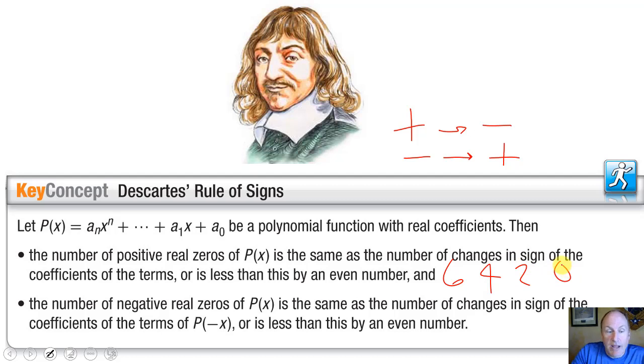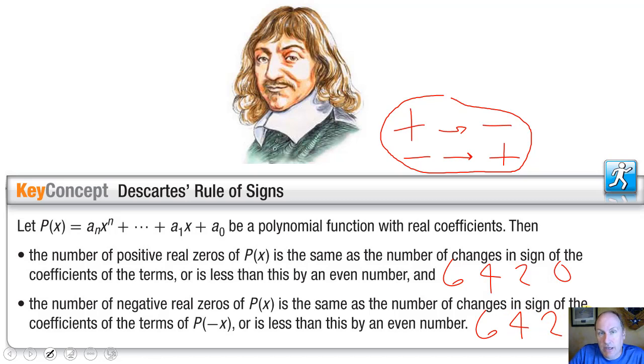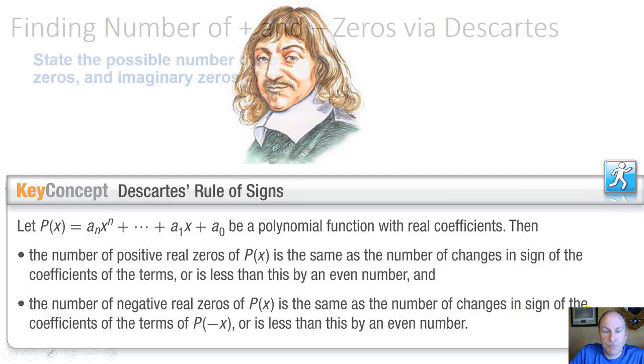In a similar way, Descartes' rule of signs says the number of negative real zeros is a result of the sign changes in p of negative x. So everywhere you see an x, you input a negative x, you count the sign changes, and the number of negative real zeros is equal to that number or some even number less than that, all the way down to 0. And I know that sounds really complicated. We're going to do some examples.